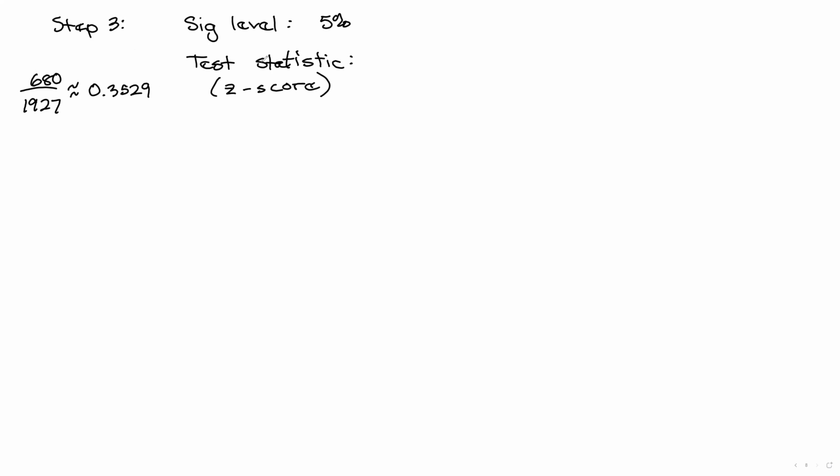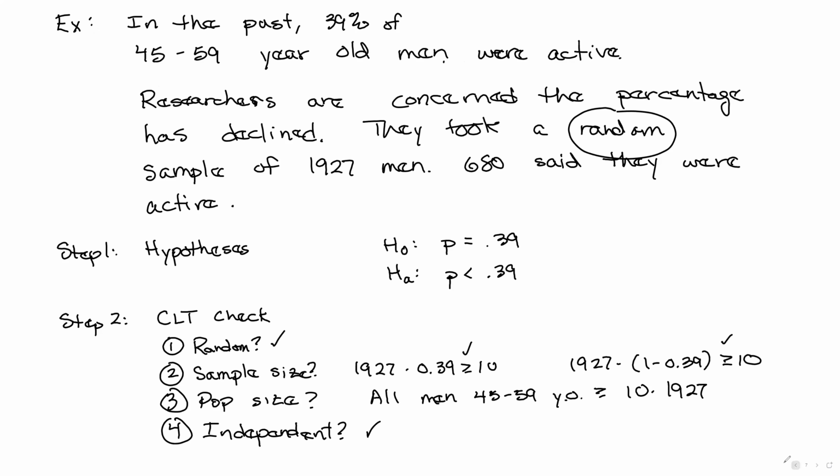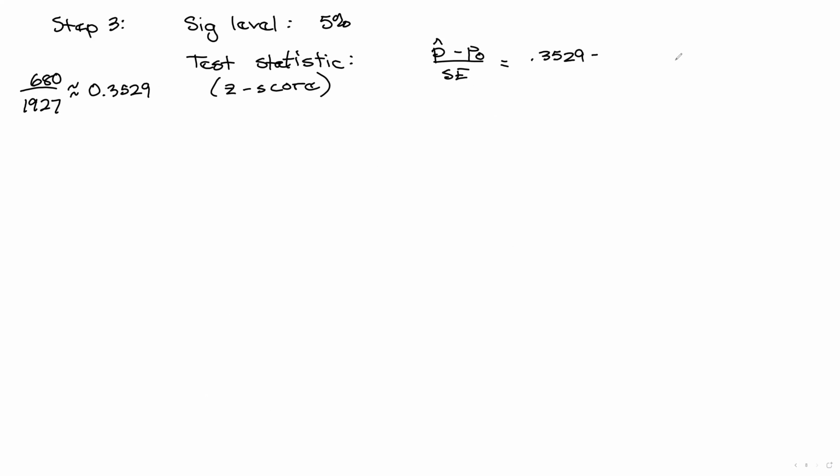All right. Once you've done that, what is the test statistic? The test statistic is p hat minus p naught over the standard deviation. So this is p hat right here, the sample proportion, 0.3529, minus the actual, which is, what was it, 0.39? Yep. Over, minus 0.39.